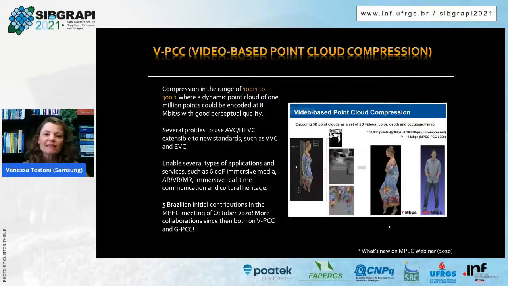The compression that can be achieved right now is already impressive, 100 to 300 times. And this is how it is encoded. The 3D point clouds are actually encoded as a set of 2D videos, so there is this projection phase. That's why you can use any codec that you want inside of it. You can apply HEVC, AVC, or even VVC or EVC, any codec that you want.